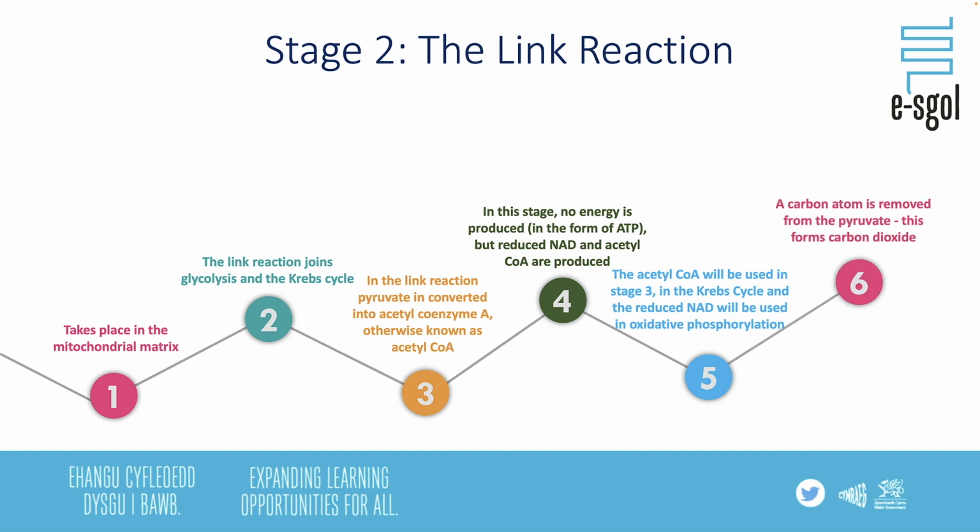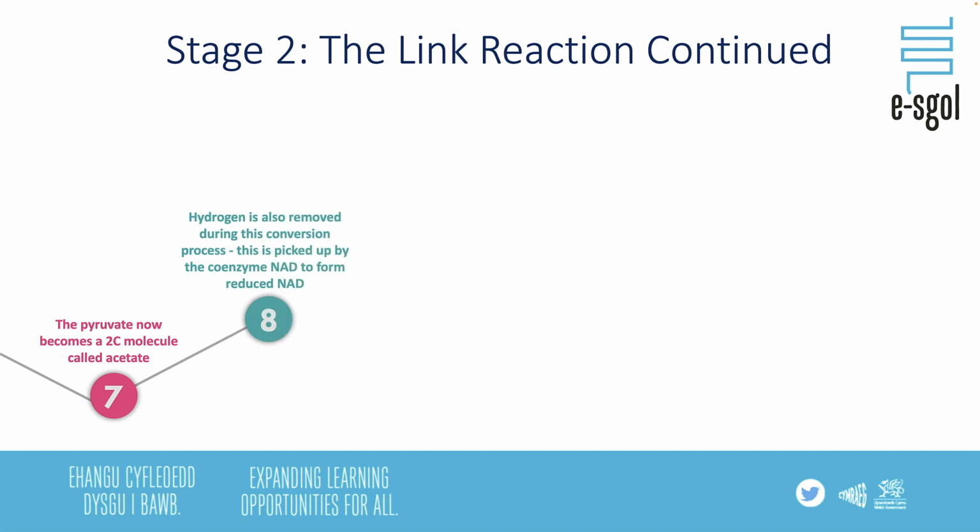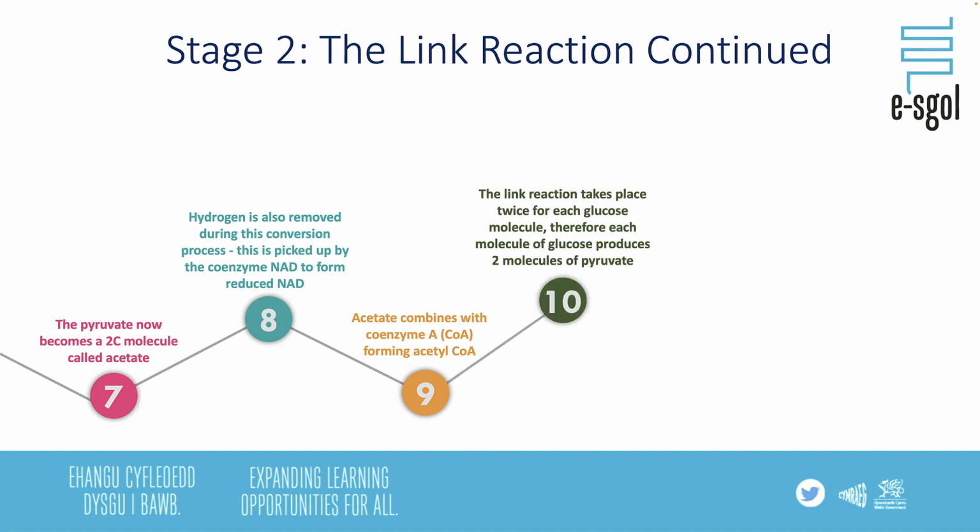A carbon atom is removed from the pyruvate, forming carbon dioxide. Pyruvate now becomes a 2-carbon molecule. It is called acetate. Hydrogen is also removed, and is picked up by the coenzyme NAD, to form reduced NAD. The acetate joins with coenzyme A, CoA, to form acetyl-CoA. The link reaction takes place twice for each glucose molecule.